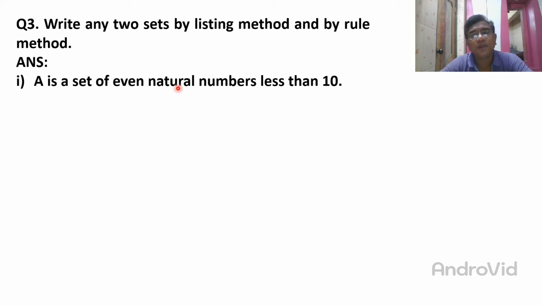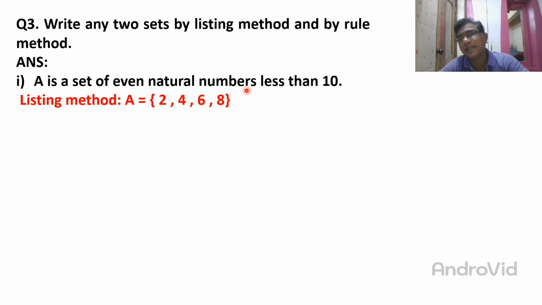So A is the set of even natural numbers less than 10. Even natural numbers less than 10. What do we want to write? Even natural numbers, but how are they? Less than 10. Okay. So A is the set of even natural numbers less than 10. So by the list method, A is equal to 2, 4, 6 and 8. So these are the even natural numbers and they are less than 10. See, it is the number 10, so smaller than 10, all even numbers you write here. So 2, 4, 6, 8. This is called the list method.